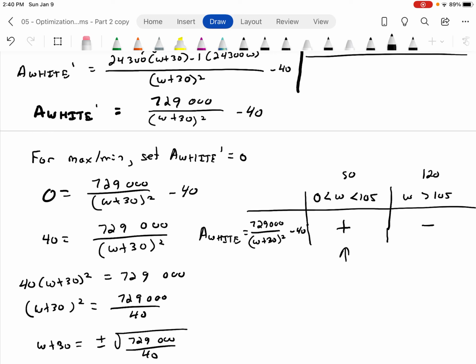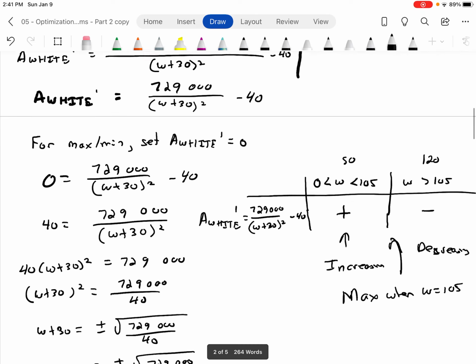And what that means is this derivative, area of the white prime, is increasing and then it becomes decreasing. The name we give for this is the first derivative test. The first derivative test is when we build a chart to find out what the derivative is doing. And then that confirms that there's a max when W equals 105. That makes us feel good that we found the maximum here.